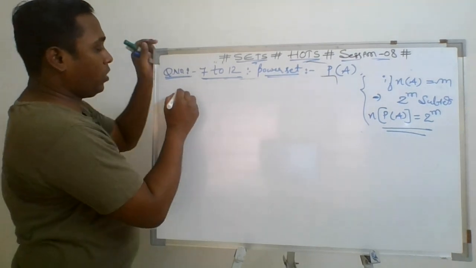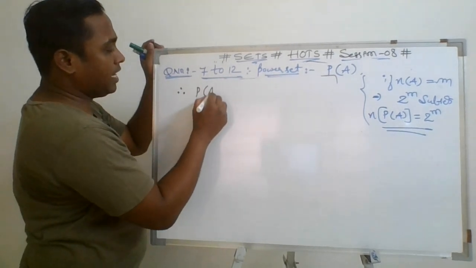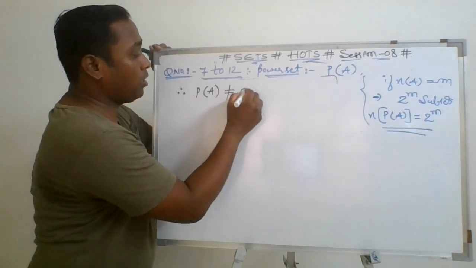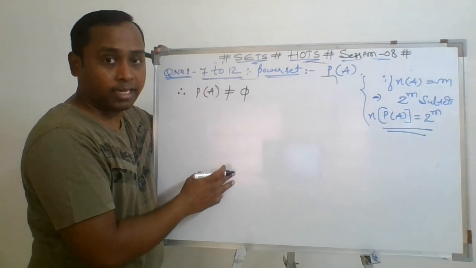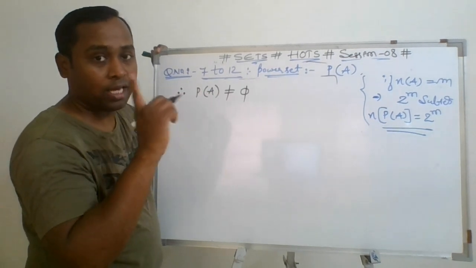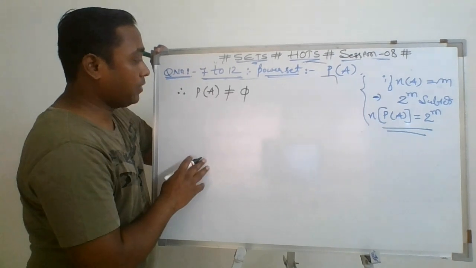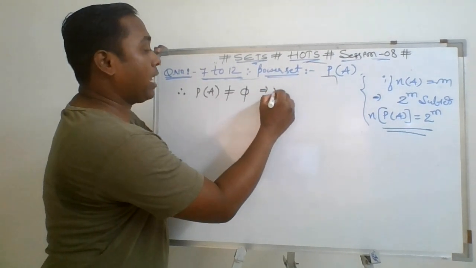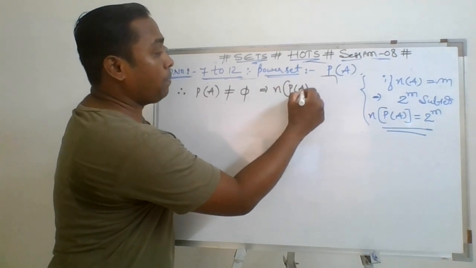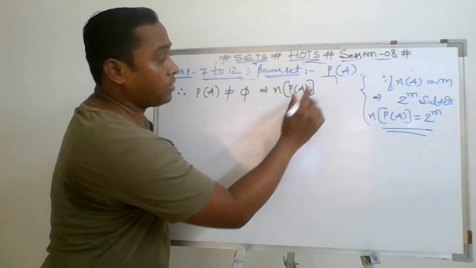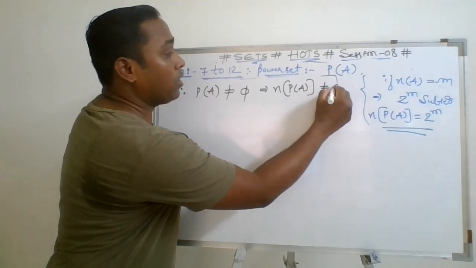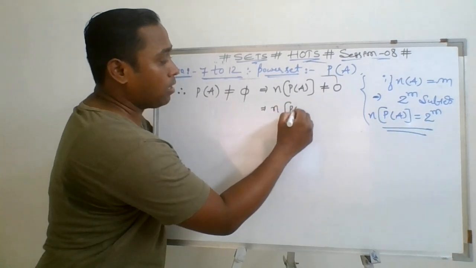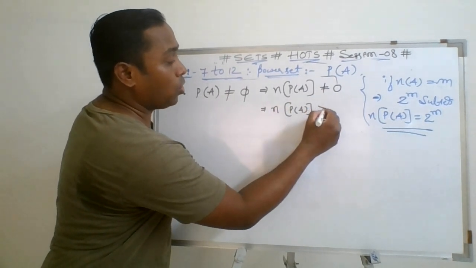Right. So the important point is that the power set of any given set can never be equal to the null set, because even if the set is null, its power set has one element as a subset. Hence, the power set of any set cannot be equal to the null set, which also implies that the number of elements in the power set of A can never be equal to 0.